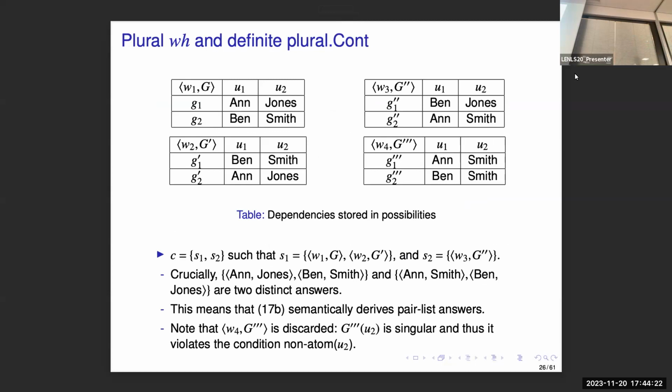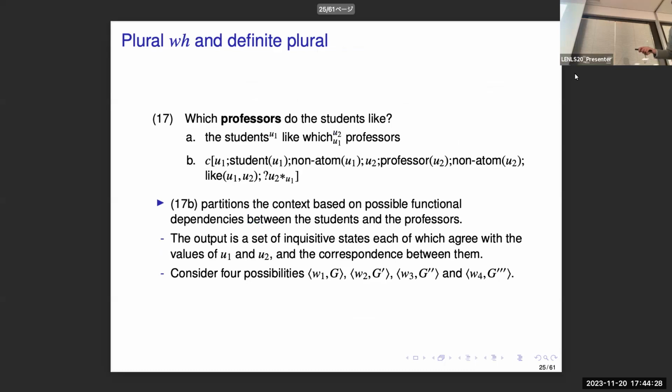So now you can derive a pairless answer for the question. And essentially, you don't need to insert a delta operator to analyze this, which caused the problem for number sensitivity.